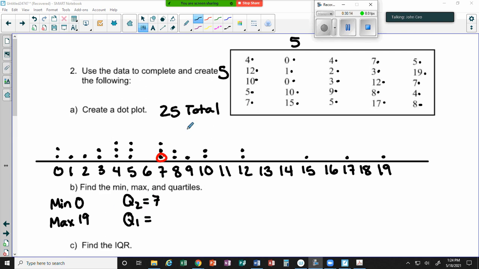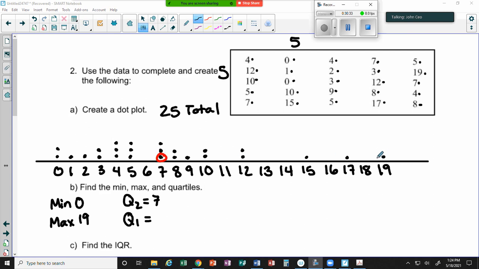Alright, so Q2. There's 25 total, so I've got to count what? Well, half of 25 would be 12.5, right? So I'm going to count 12 in from each side. So 1, 2, 3, 4, 5, 6, 7, 8, 9, 10, 11, 12. So the 13th one's going to be in the middle.